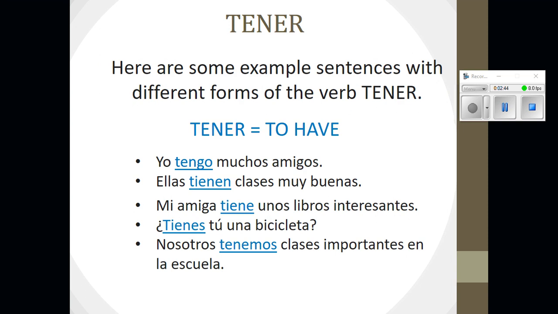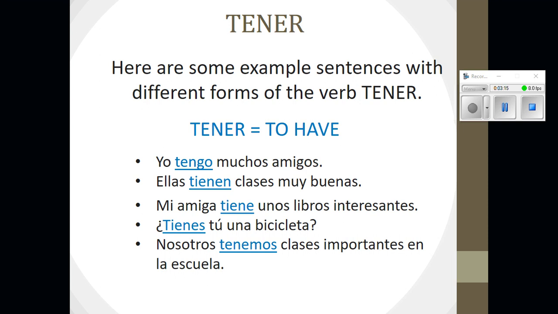Okay, here are some example sentences with different forms of the verb tener. Because you wouldn't want to say, for example, I to have many friends, right? You have to change your verb. Instead of saying to have, you have to make it say I have. So the first example, yo tengo muchos amigos. We see yo, so we know the form of tener we need is tengo, and that means I have many friends. Second one says ellas tienen clases muy buenas, which means they have very good classes.